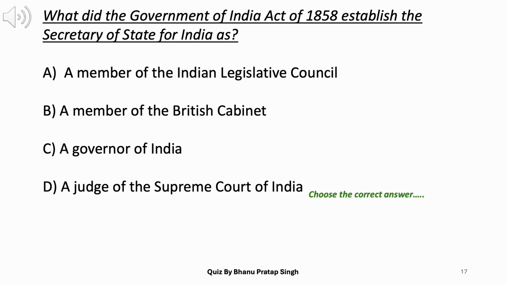17. What did the Government of India Act of 1858 establish the Secretary of State for India as? A. A member of the Indian Legislative Council. B. A member of the British Cabinet. C. A Governor of India. D. A Judge of the Supreme Court of India.